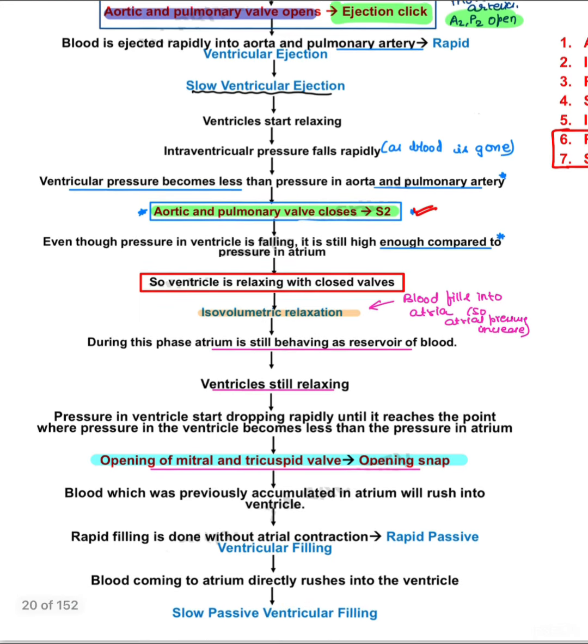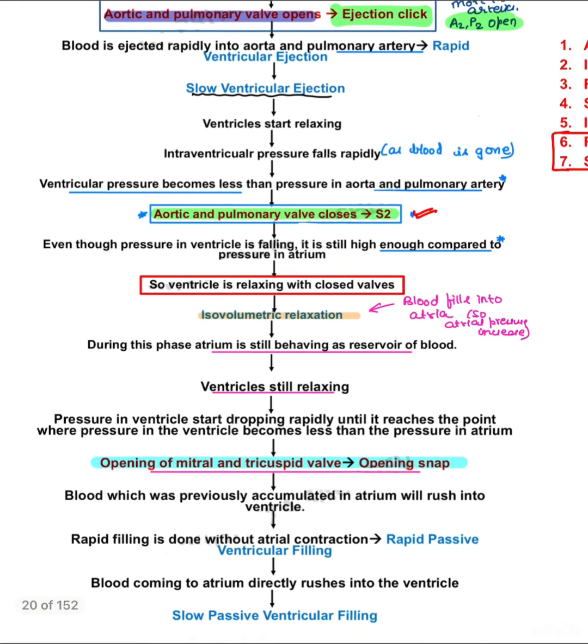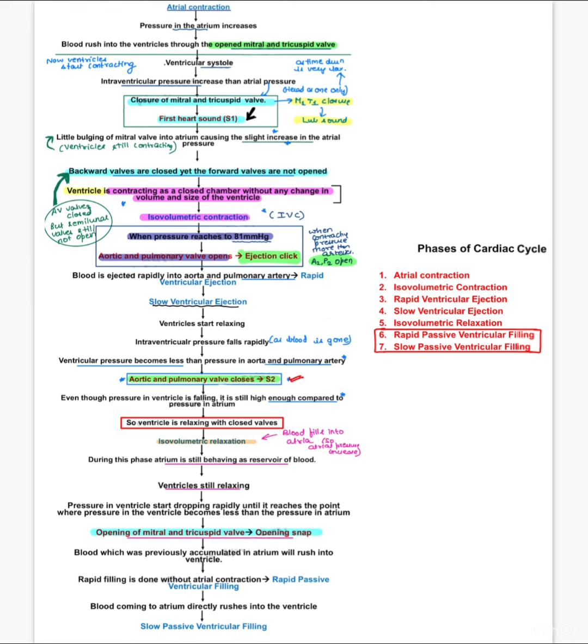So blood will come out from the atrium to the ventricle, guys. First we have rapid passive filling, then we have slowly progressive filling. If we see, first of all the mitral valve opens so that blood comes inside the ventricle. After the blood came inside the ventricle, then you have the closure of your mitral and tricuspid valve.